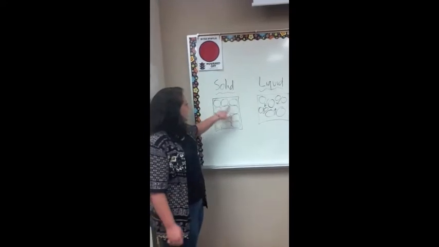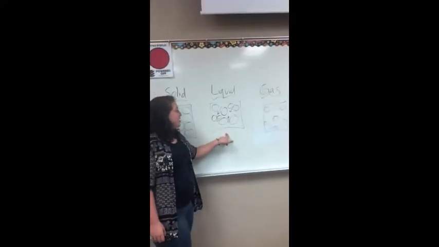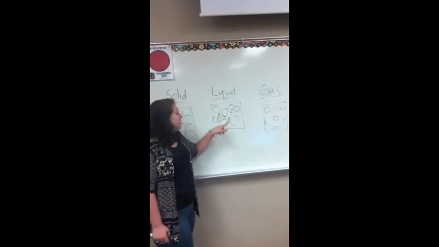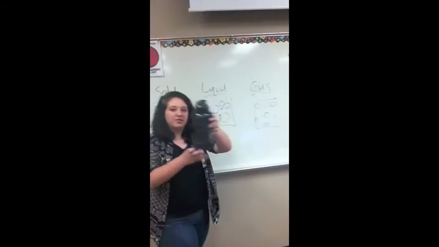Particles of the solid and what they look like. They're very close together, and notice how there's not much empty space in between them. This is what the particles of a liquid look like. They slide past each other in random movements, and that's why they can take the shape of any of their containers.